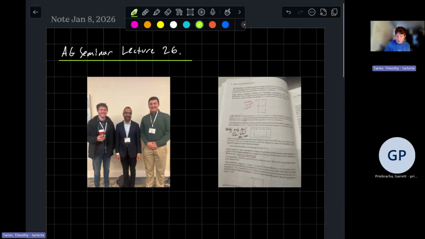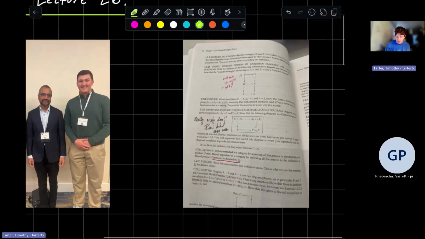So Garrett and I just got back from the joint math meetings, and we had the best time ever. We met Dr. Vakil, and he was the nicest guy ever. Just like great, 10 out of 10, super nice guy. He asked us about how we were liking the book and where we were at, and we talked to him about the base change diagram of pain and suffering.